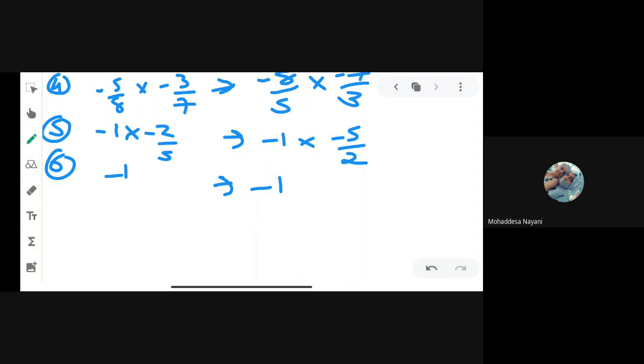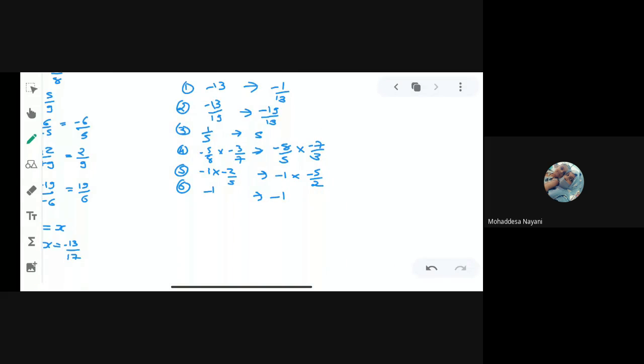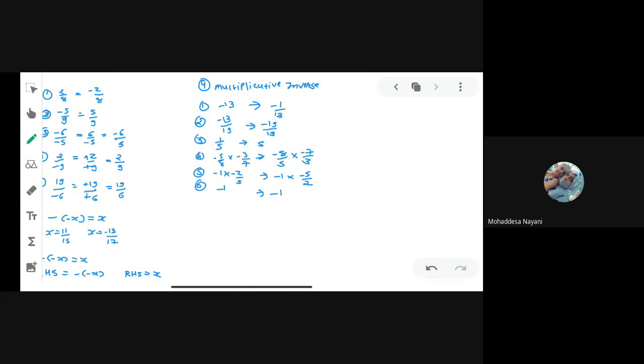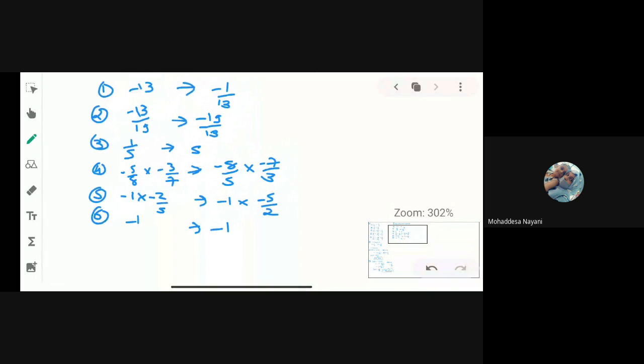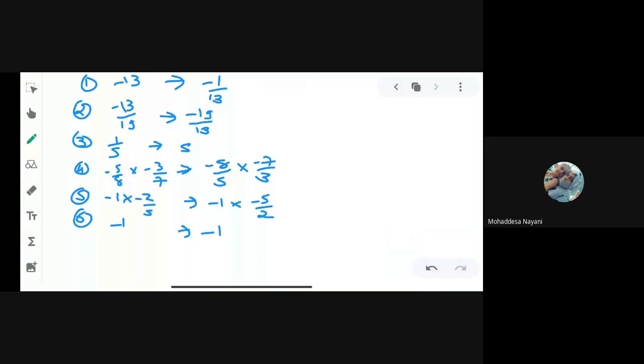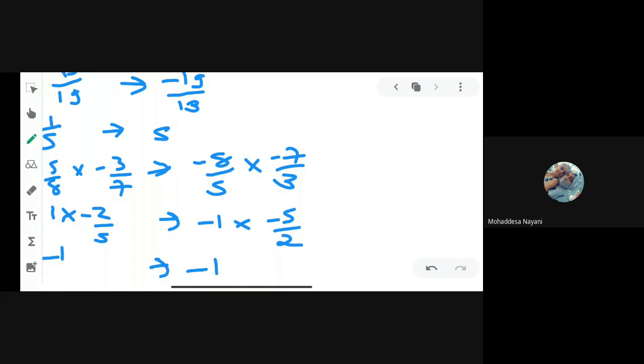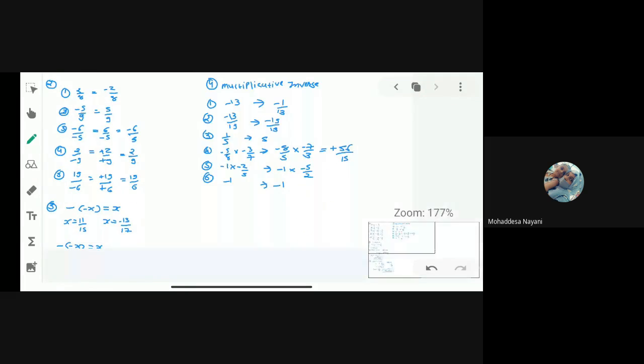Same. Sir, in number 4 we are not multiplying, minus 5 by 8 into minus 3 by 7. Okay, if you want to multiply, you can multiply it, nothing else. Minus minus plus, 8 7s are 56, then 5 3s are 15. Okay? Write down question number 2, 3, and 4.